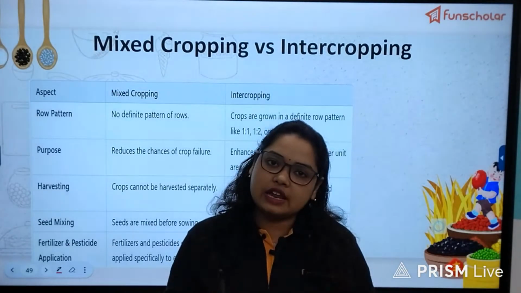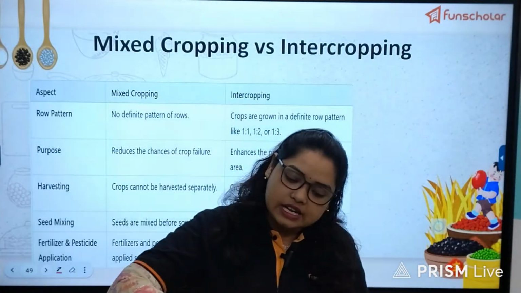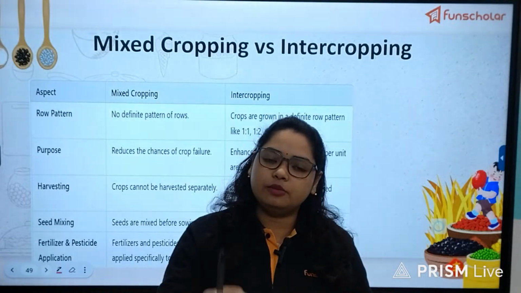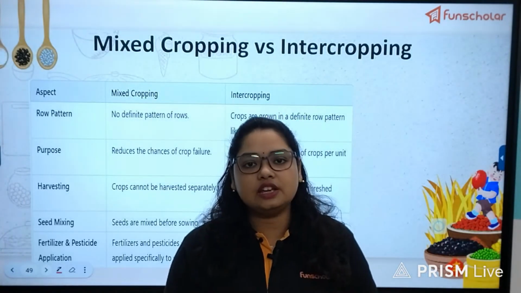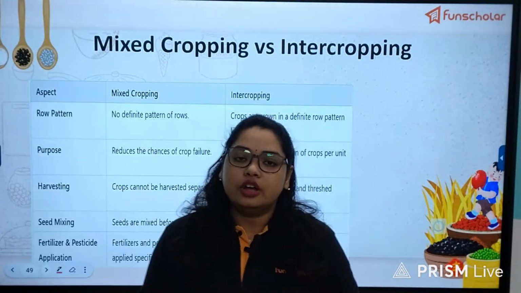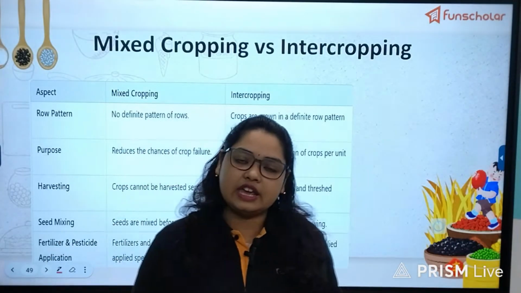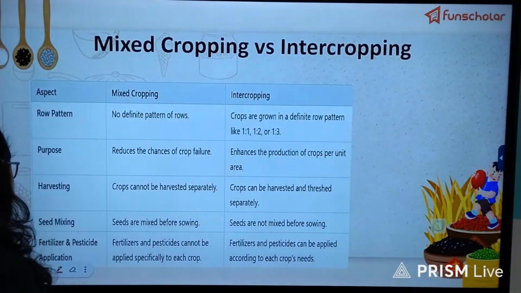So if you can identify one crop, that means the entire row will be of that crop only, and so it becomes easy to spray the fertilizers and pesticide in the entire row. You need not go to each crop plant and then identify and then utilize the fertilizer and the pesticide.